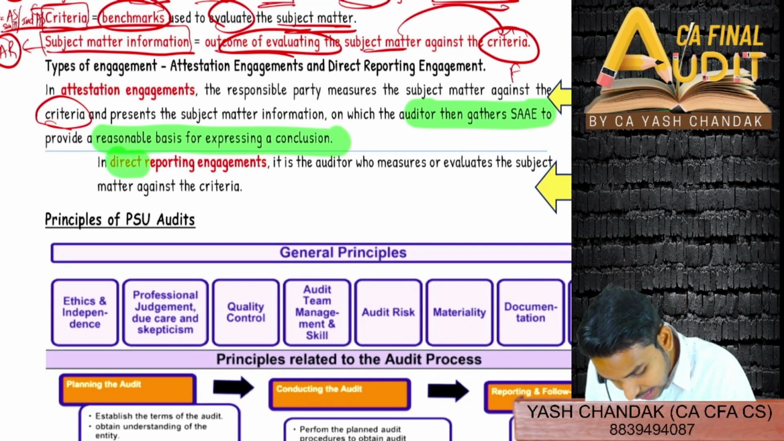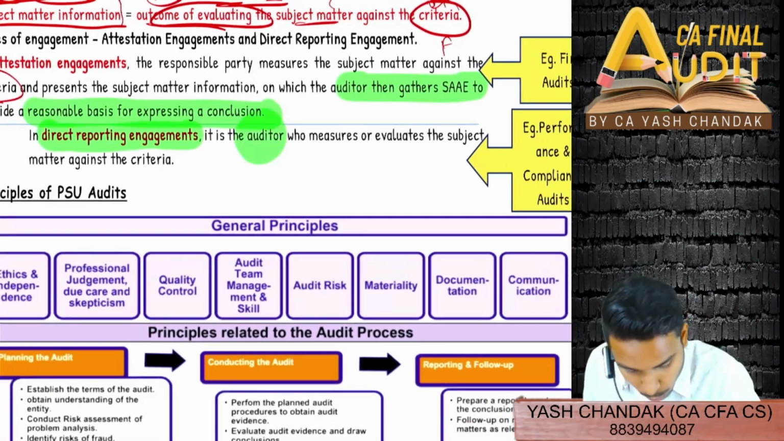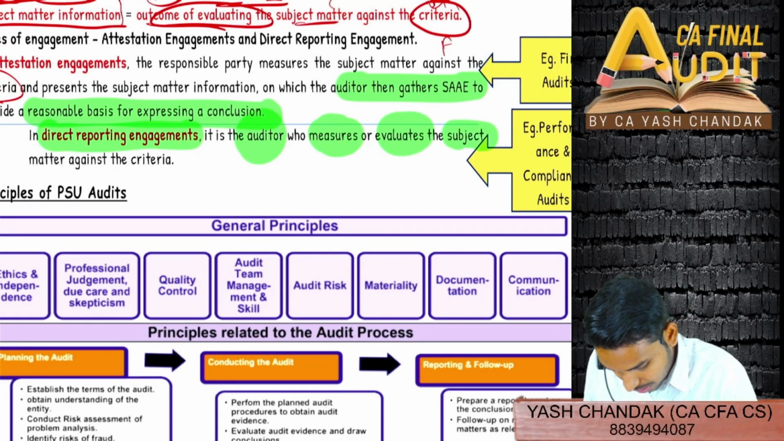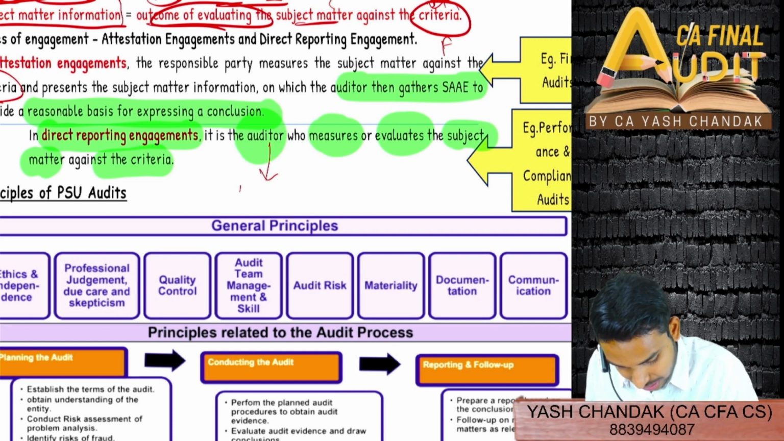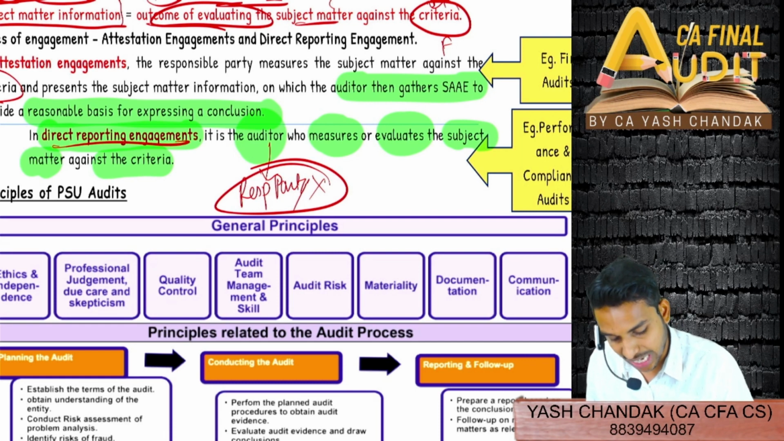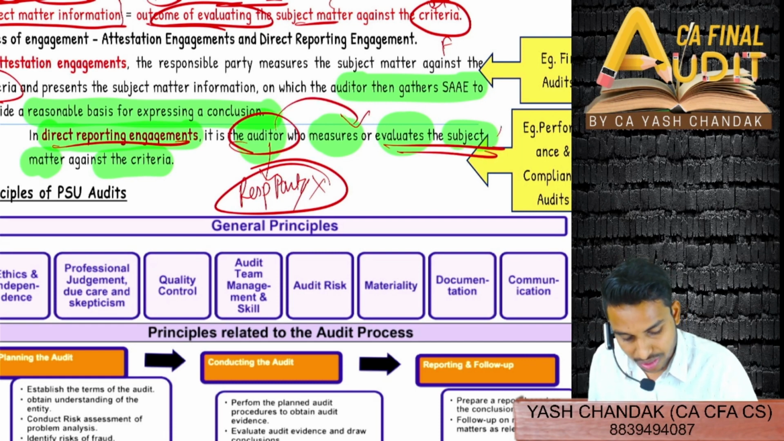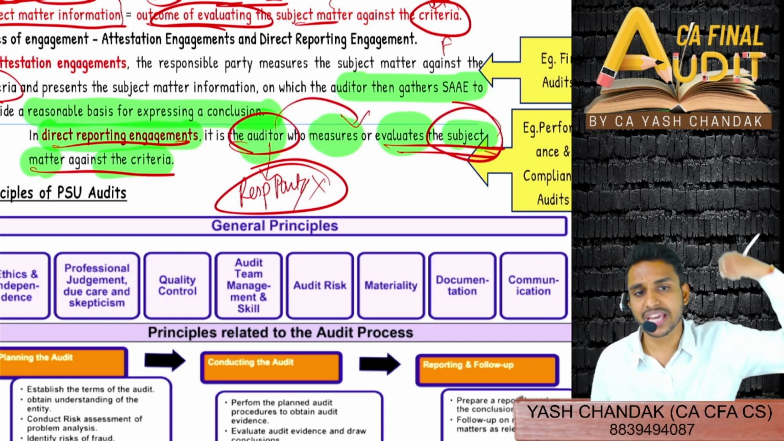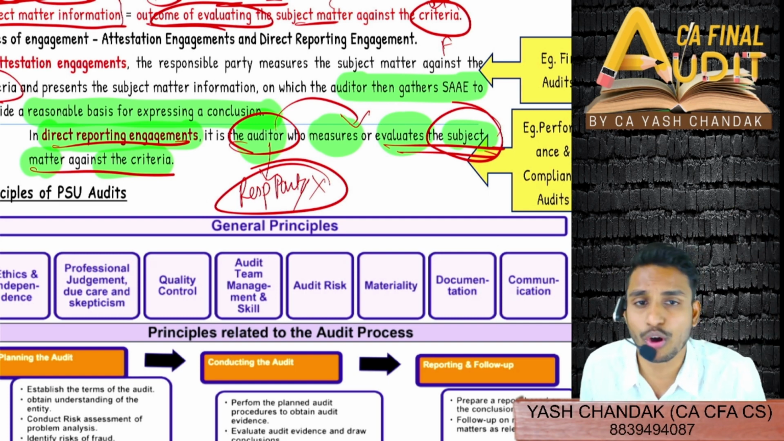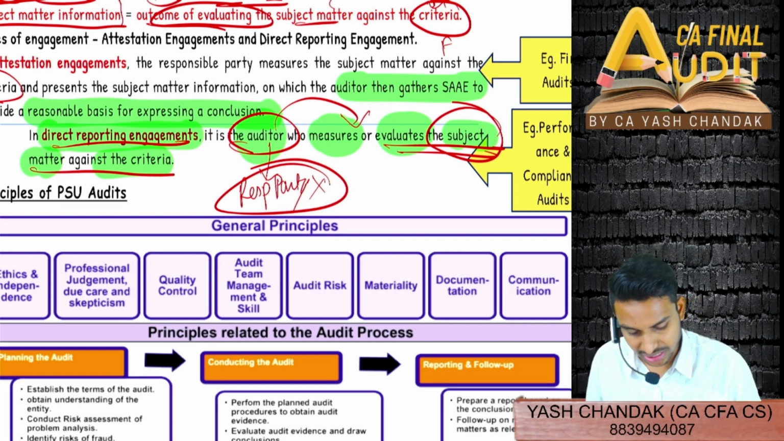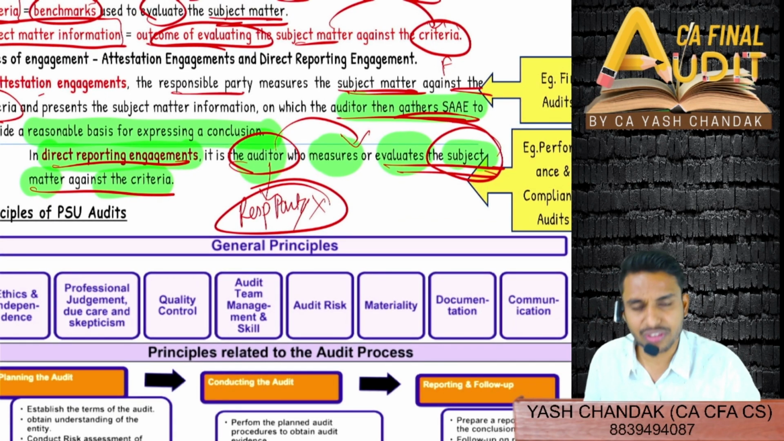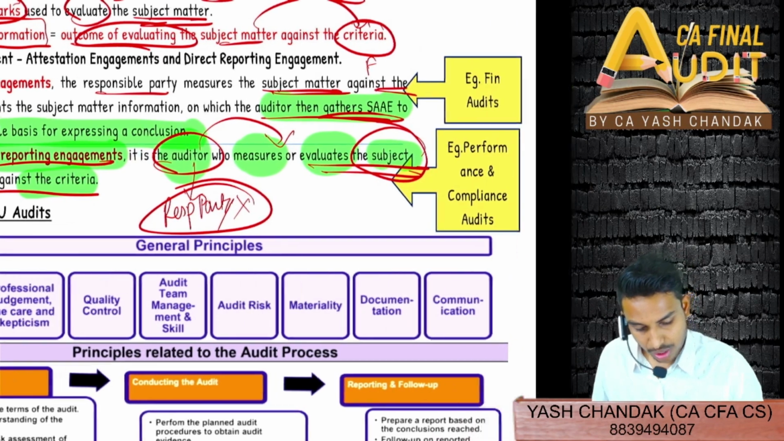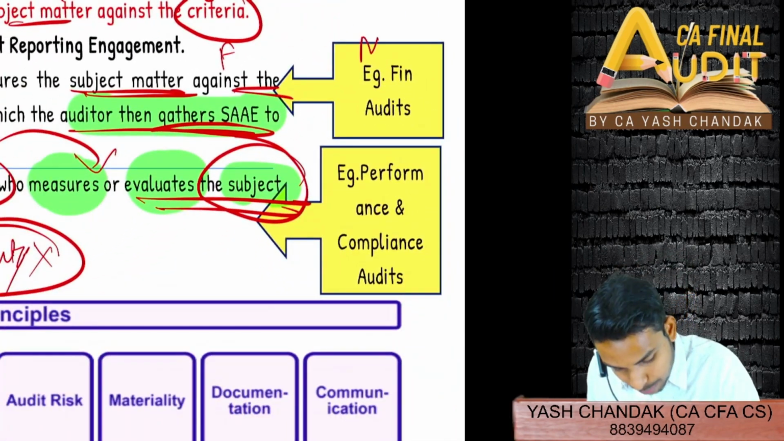But in direct reporting engagement, it is the auditor who measures or evaluates the subject matter against the criteria. It's not the management, it's not the responsible party. Mark it. In the direct reporting engagement, the auditor himself measures and evaluates the subject matter against the criteria. In attestation, the subject matter was measured by the responsible party against the criteria, and the auditor has just to give his audit opinion. That's it. The examples I've written are really important for your MCQ.